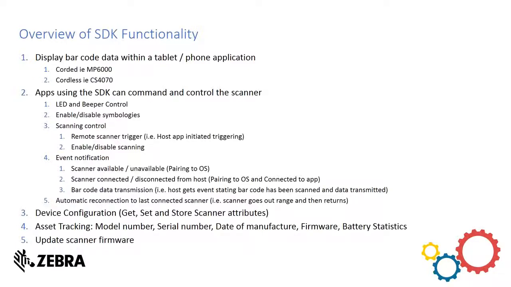You can also do device configuration, turning on and off anything you want in the scanner. You can get asset tracking information, model number, serial number, date of manufacture, firmware version, battery statistics, and even update the firmware in your scanner.